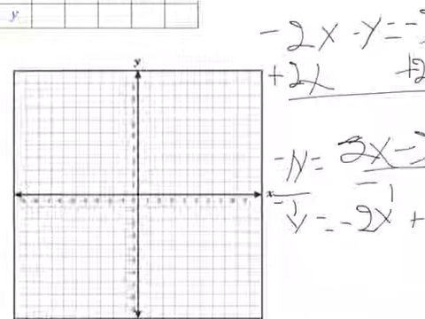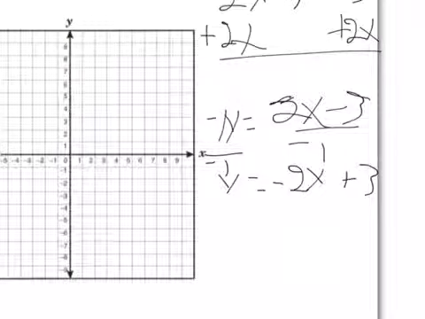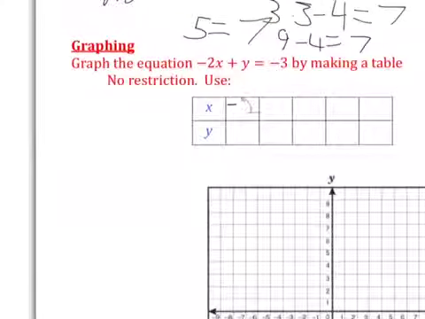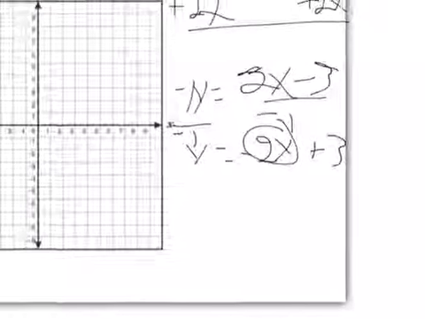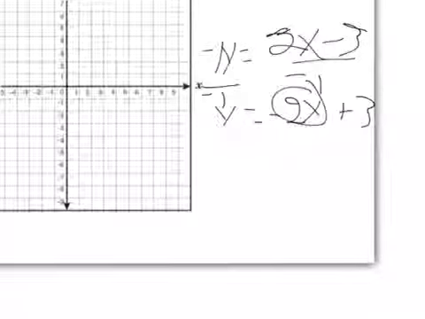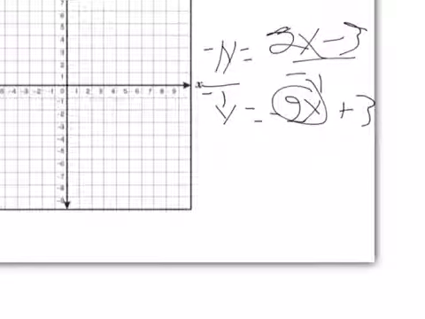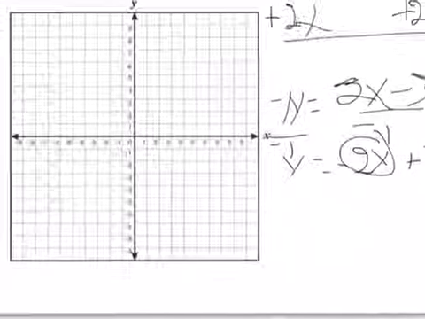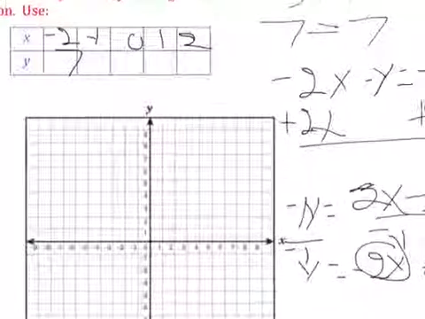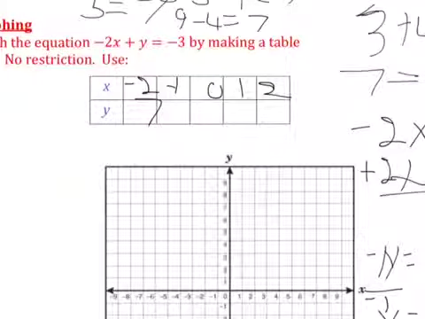So now we're gonna plug in numbers for x over here. So we're going to put in negative 2, negative 1, 0, 1, and 2. So I'm going to plug each of those in. So negative 2 times negative 2 is negative 4. And so negative times negative is positive 4 plus 3 would be 7. Negative 2 times negative 1 is positive 2, and then plus 3 equals 5.